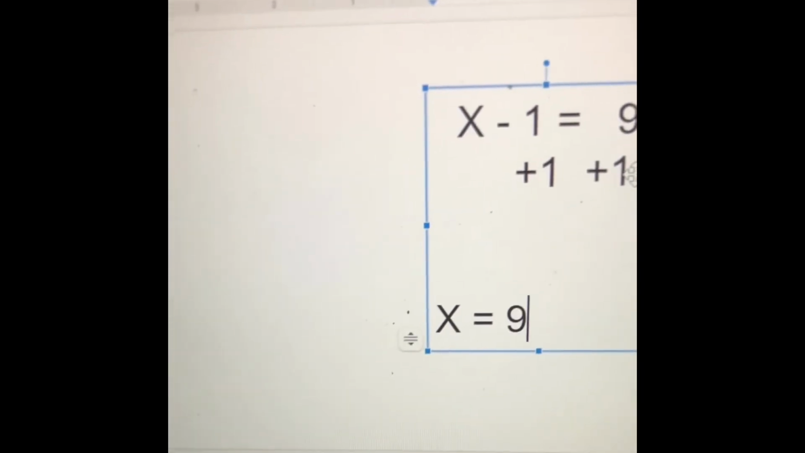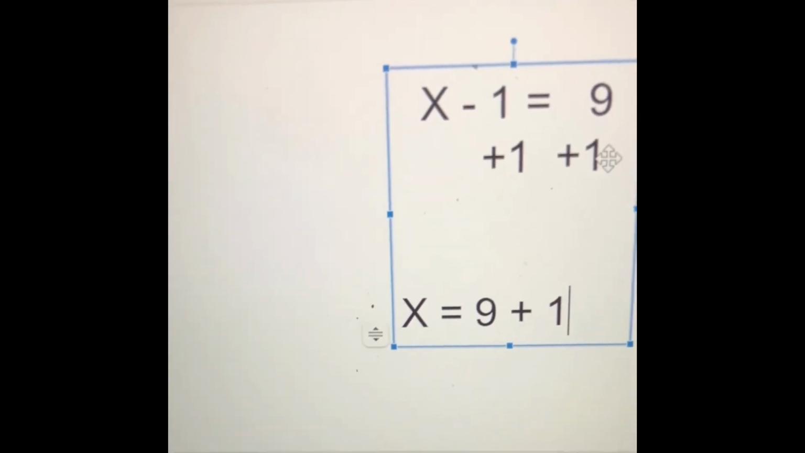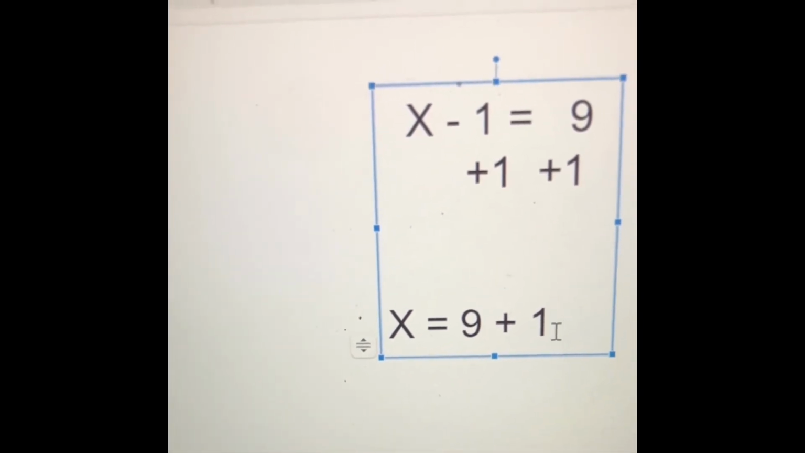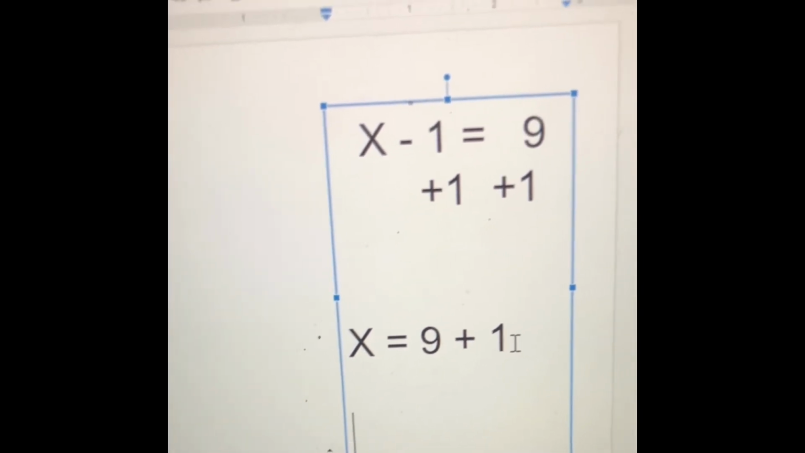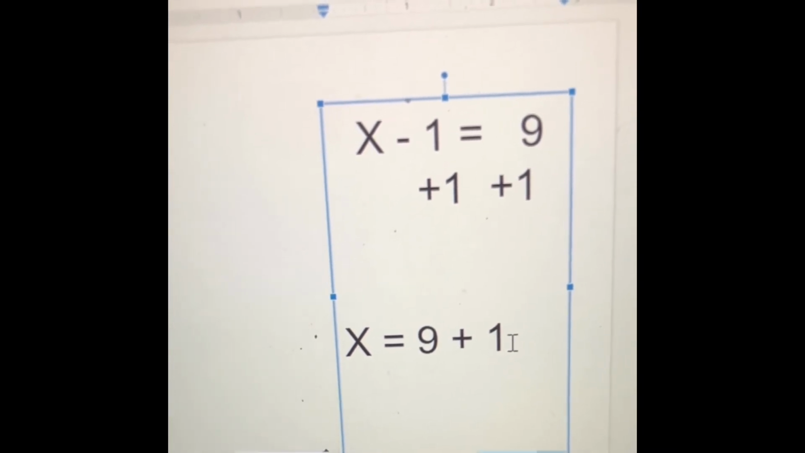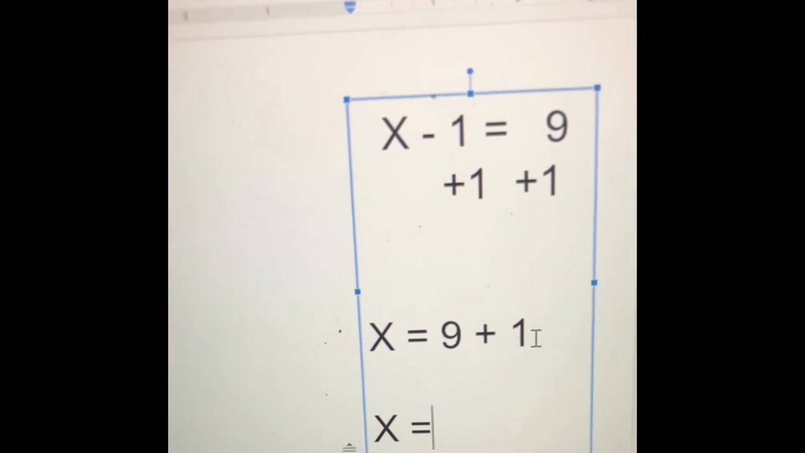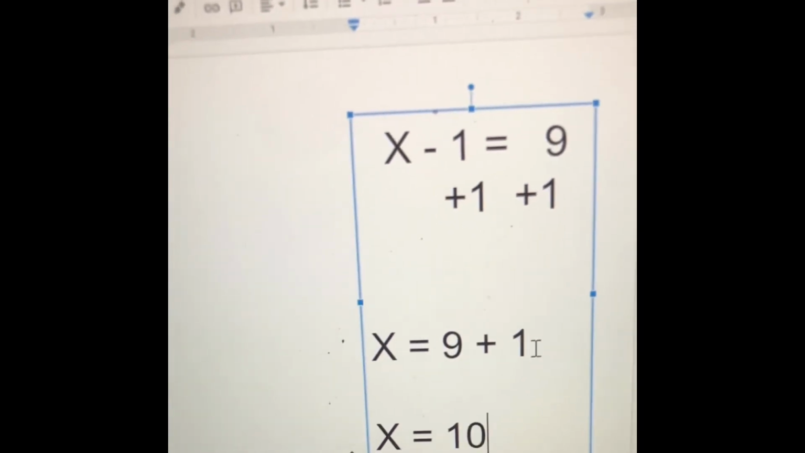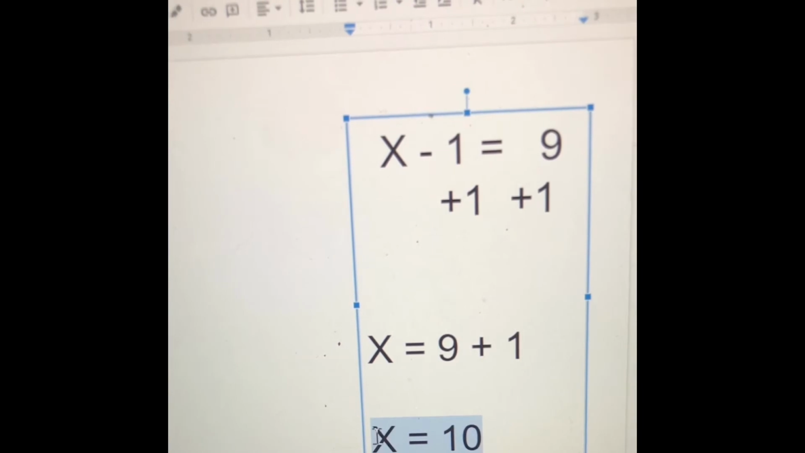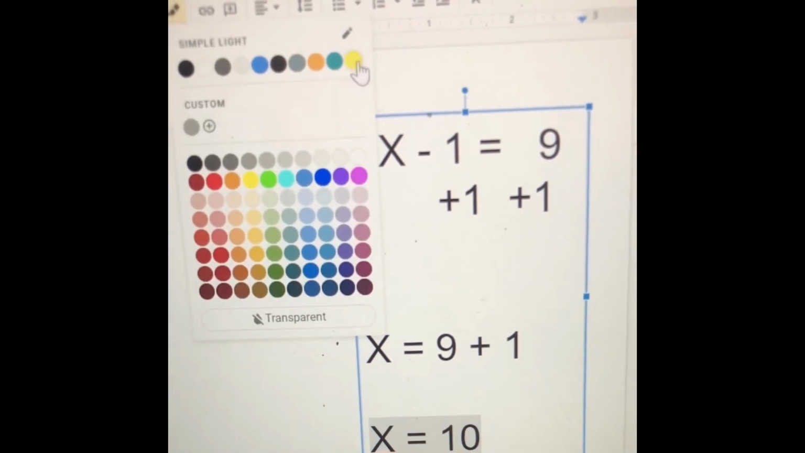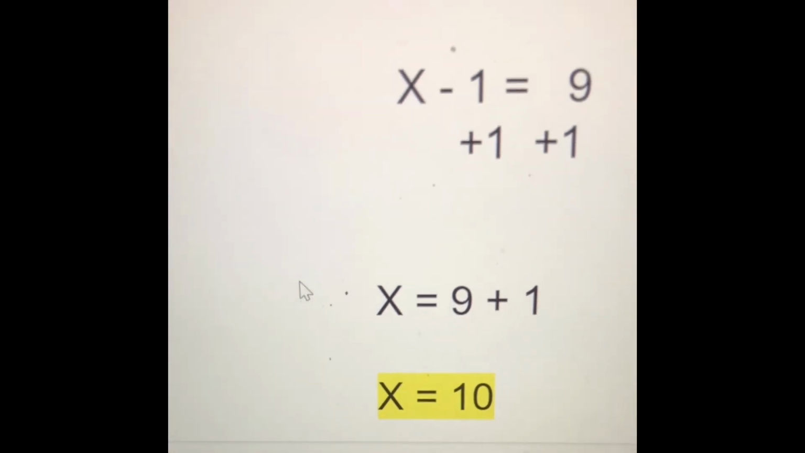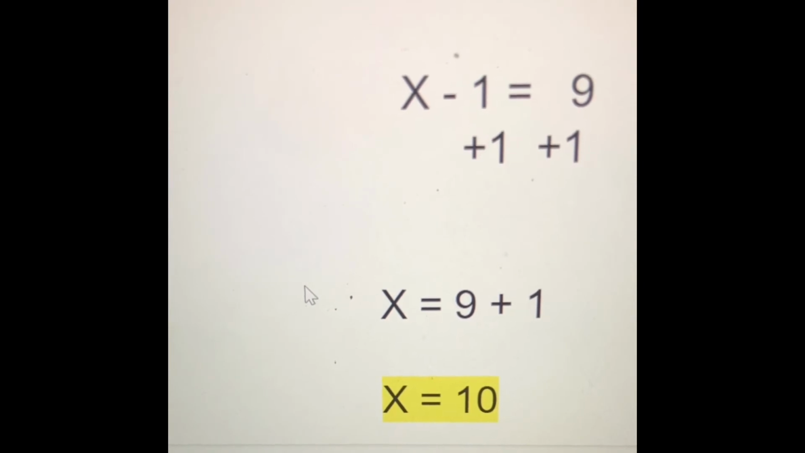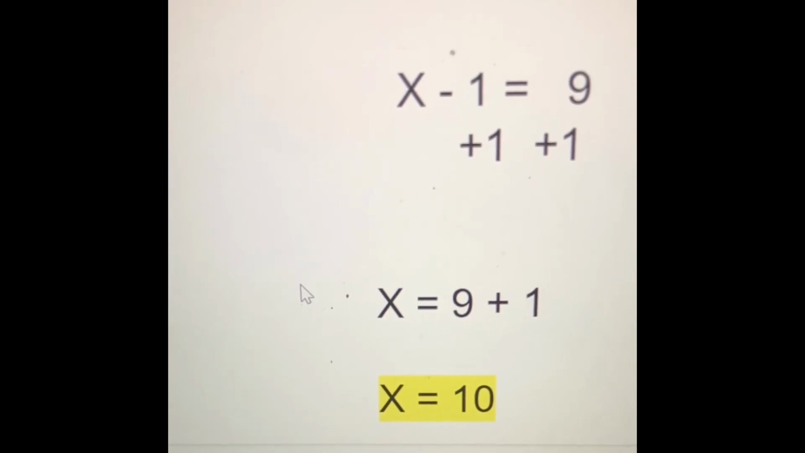So now we have x equals 9 plus 1. So to find out the value of x, the very last thing we have to do is just add 9 plus 1 together. 9 plus 1 equals 10. So x equals 10. And remember, to get a number on the other side of the equal sign, we do the opposite of whatever the operation is. So if it's a subtraction problem, we add. If it's an addition problem, we subtract.